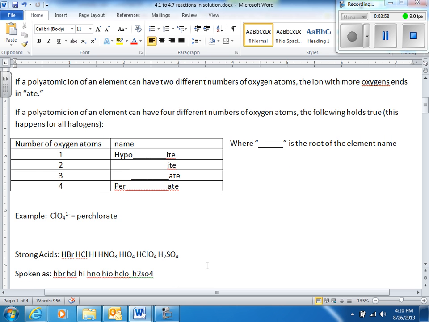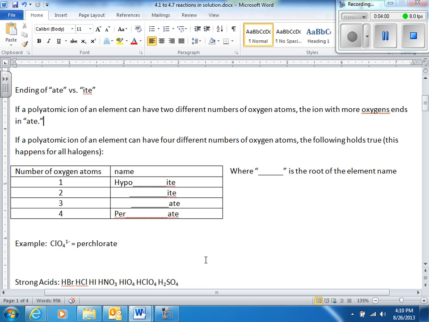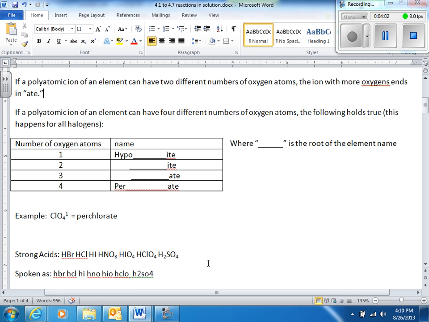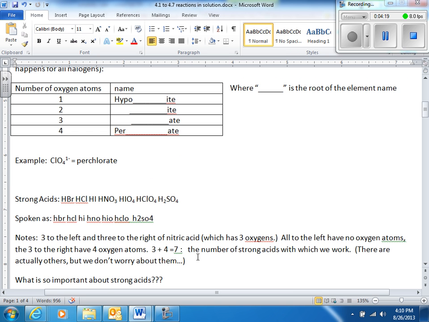All right, on to the strong acids. Probably heard this before. We sing this. We don't sing it, we just say it. HBr, HCl, HI, HNO3, HClO3, HClO4, H2SO4. Changed it a little bit from prior years. So again: HBr, HCl, HI, HNO3, HClO3, HClO4, H2SO4. Those are your 7 strong acids that we are going to care about in this class.